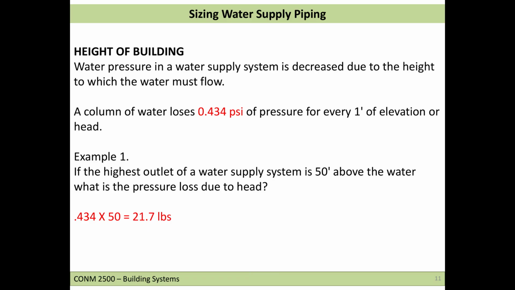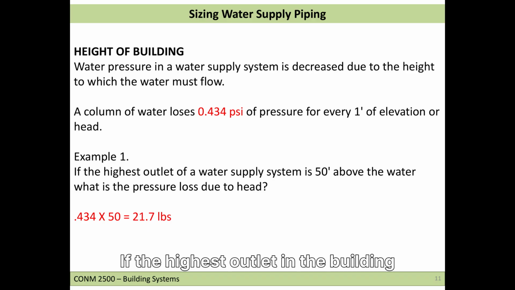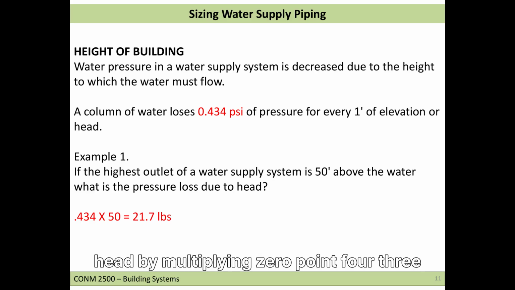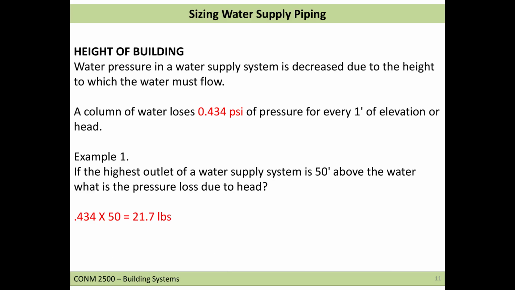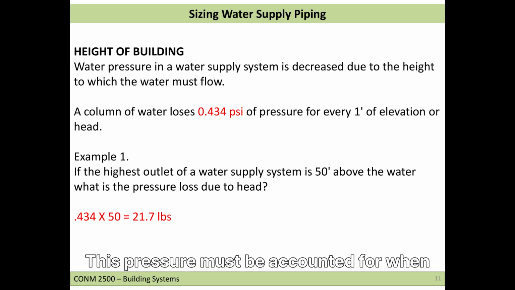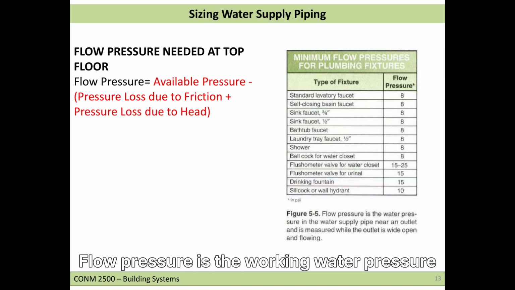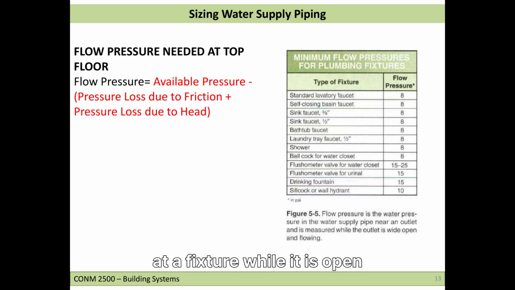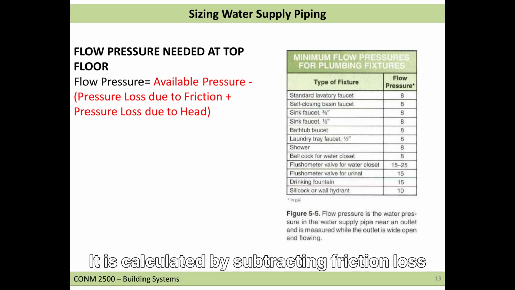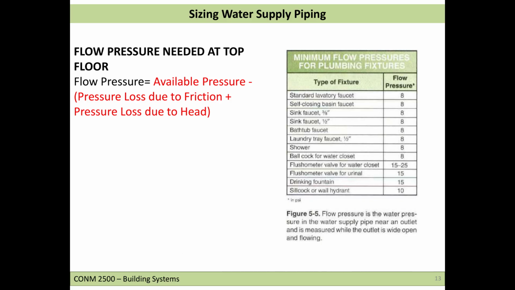Let's look at an example. If the highest outlet in the building is 50 feet above the water supply, we calculate the pressure loss due to head by multiplying 0.434 by 50. That results in a pressure loss of 21.7 psi. This pressure must be accounted for when determining whether enough flow pressure remains at the fixture. Flow pressure is the working water pressure at a fixture while it is open and flowing. It is calculated by subtracting friction loss and head loss from available pressure.